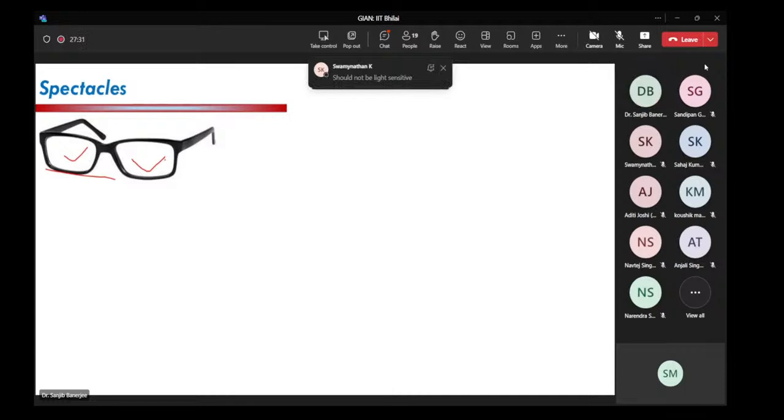The question is, identify properties of the material which can be used in the spectacle lens. Non-glass spectacle lens, I should mention. Okay, now the answers are, let me see. The answers are transparency, it is correct. Scratch resistance is very good, correct? UV protection is correct. Hydrophobicity is obviously correct. Transparent, fine. Okay, so you are aware of it.